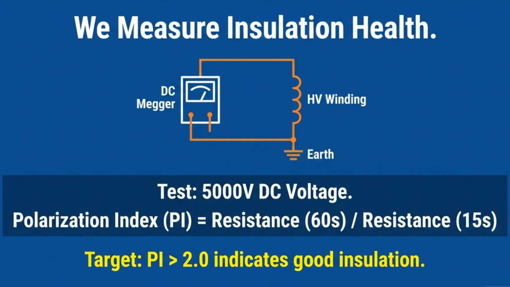To measure insulation health, apply a 5,000-volt DC test using a Megger. Calculate the polarization index by dividing the 60-second resistance by the 15-second resistance. A result greater than 2.0 indicates healthy insulation.